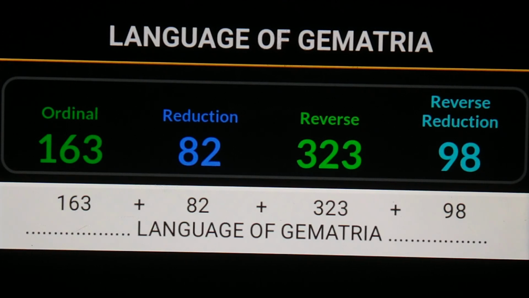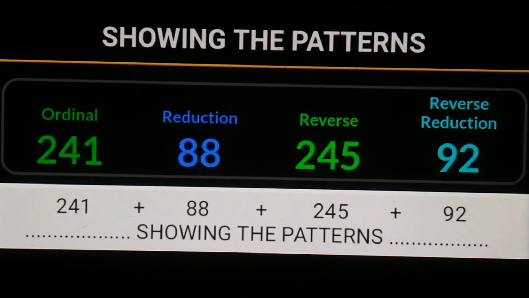In this example, there's only one letter R and one letter I. Language of gematria. Add up the four base ciphers: 163 plus 82 plus 323 plus 98. That equals 666. Showing the patterns. In this example, there's one letter I and one letter R.